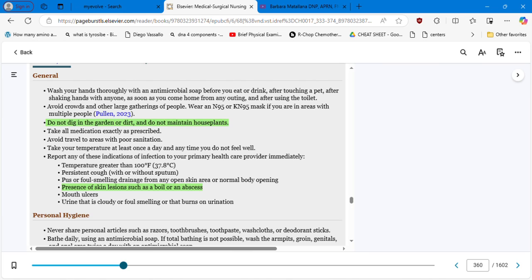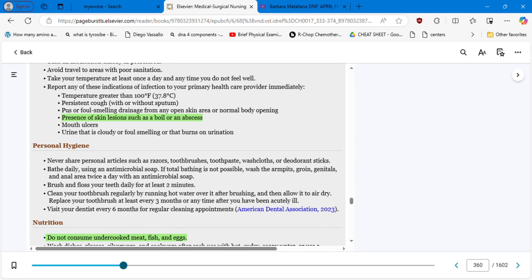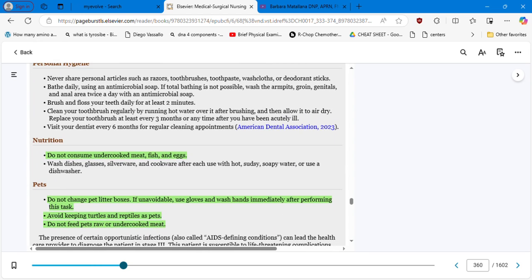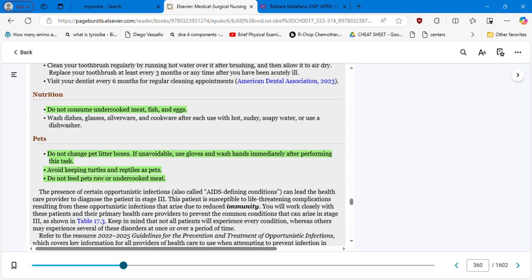Report any of these indications of infection: temperature, persistent cough, pus or foul smelling drainage from any open wound, mouth ulcer, urine that is cloudy or foul smelling. In terms of personal hygiene, never share personal articles, bathe daily, brush or floss your teeth, clean your toothbrush. In terms of nutrition, do not consume undercooked meat, fish, or eggs.